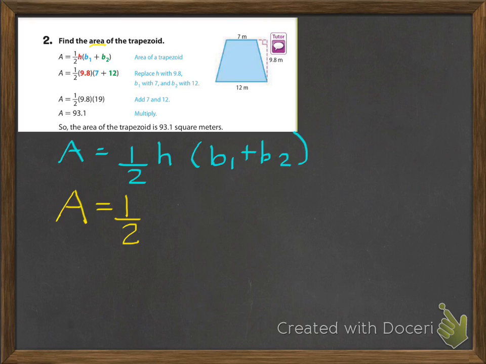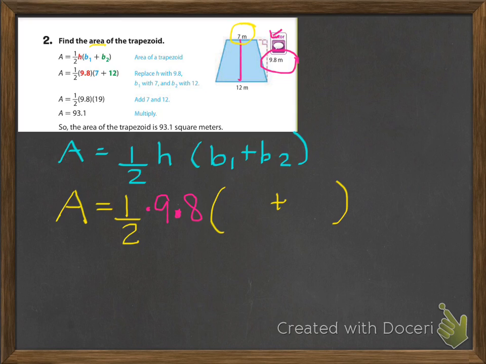Now we need to look for the height. The height in this problem is going to be this 9.8 meters. We know that because we're looking at the perpendicular sign right there, and that's the distance from the top base to the bottom base. So it's going to be 1/2 times 9.8, and then we need base 1 plus base 2.